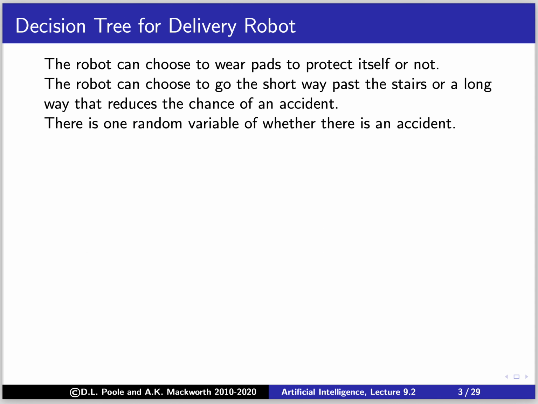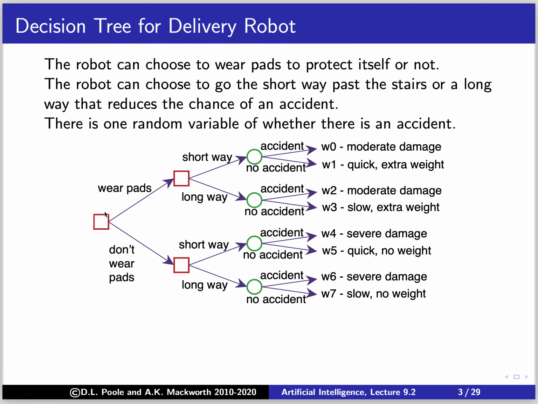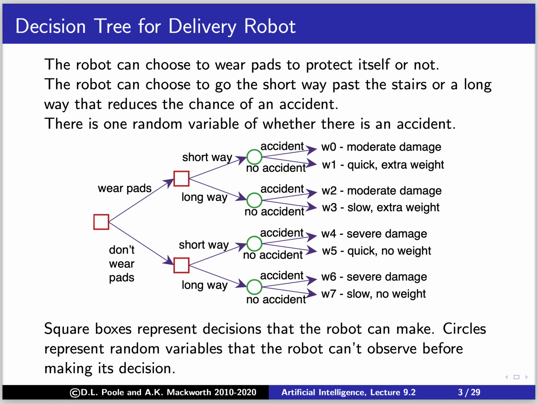Then we looked at this example. The robot can choose to wear pads to protect itself or not. The robot can choose to go the short way or the long way, and there's a random variable of whether there's an accident. So the agent gets to choose whether to wear pads, and which way to go, and there's a random variable that says whether there's an accident or not. Then the utility depends on these. The square boxes represent decisions the robot can make, and circles represent random variables.